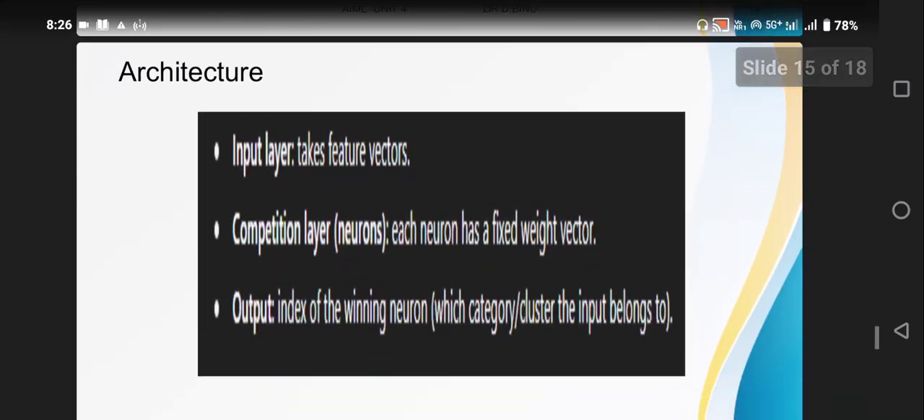The architecture consists of an input layer, a competition layer, and an output. The input layer takes feature vectors. In the competition layer, each neuron has a fixed weight vector. The output is the index of the winning neuron, which is normally the category or cluster the input belongs to.